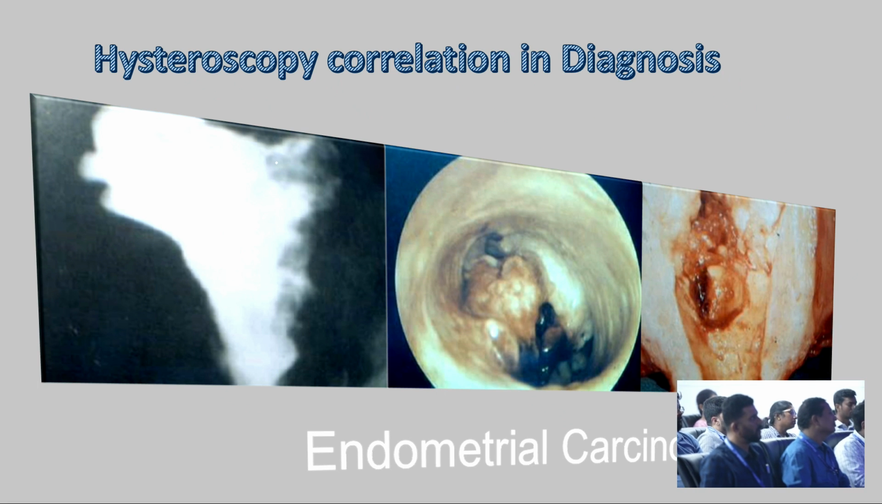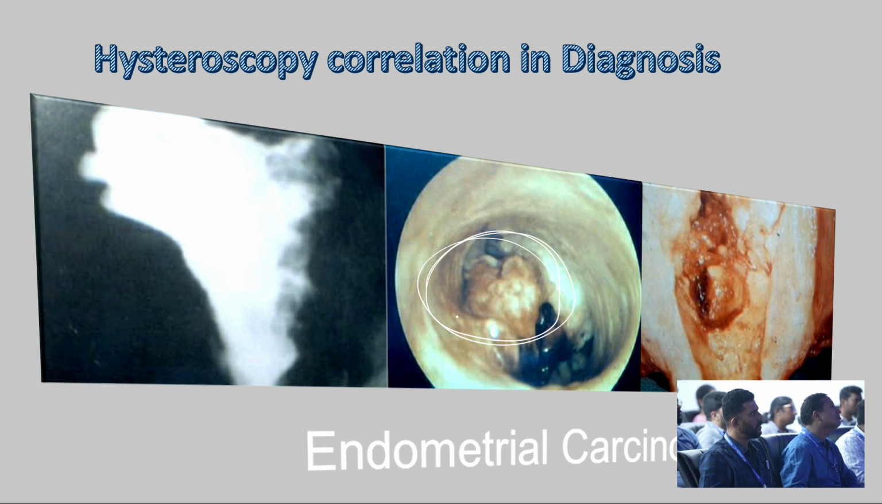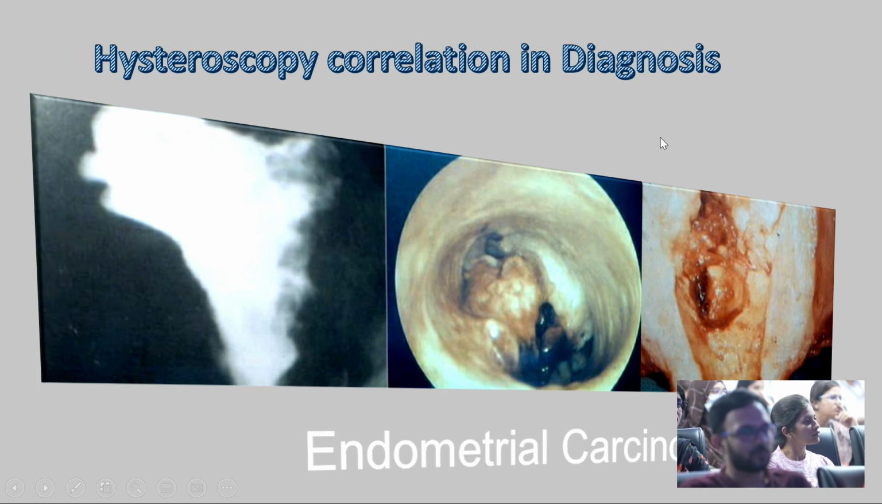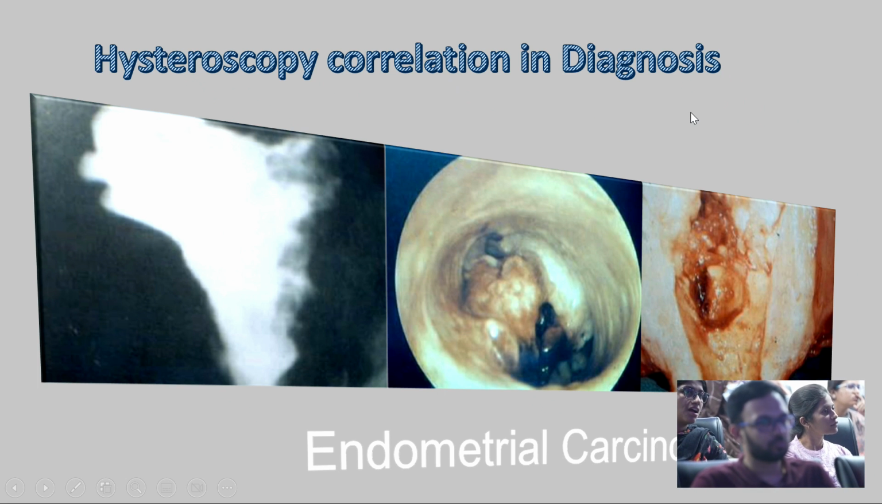So, here the HSG is done and this is the endometrial carcinoma. This is the hysteroscopic finding of the same endometrial carcinoma, and this is the resected uterus. The uterus is taken out, and after hysterectomy an incision was given to see this carcinoma.